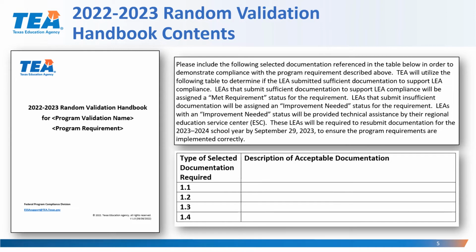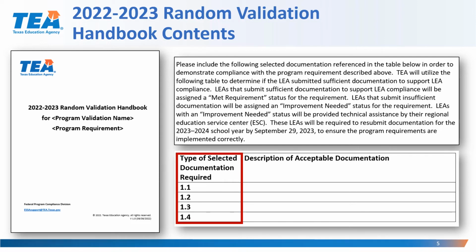TEA will utilize the following table to determine if the LEA submitted sufficient documentation to support LEA compliance. LEAs that submit sufficient documentation to support LEA compliance will be assigned a met requirement status for the requirement. LEAs that submit insufficient documentation will be assigned an improvement needed status for the requirement. The table below shows an example of what it will look like.